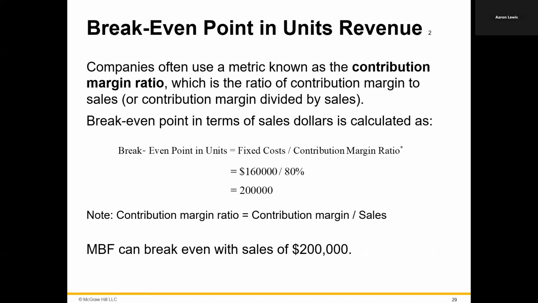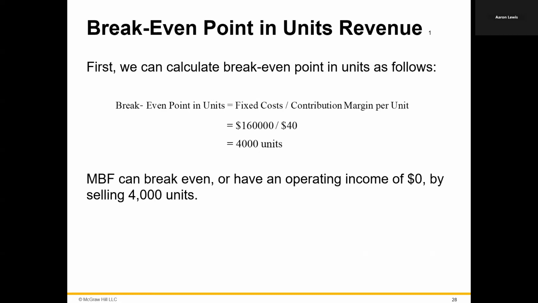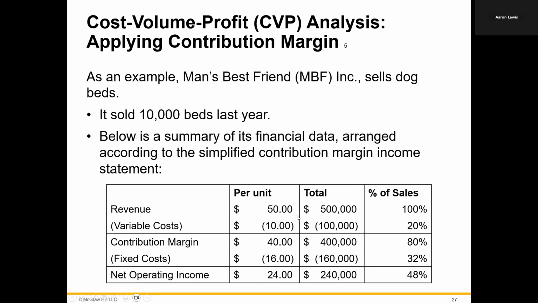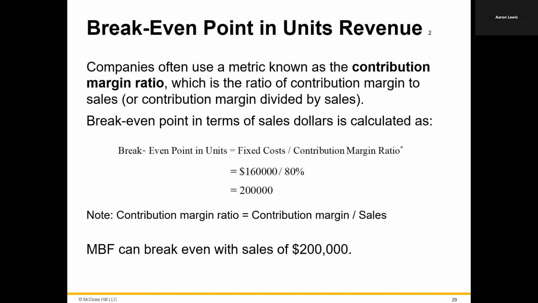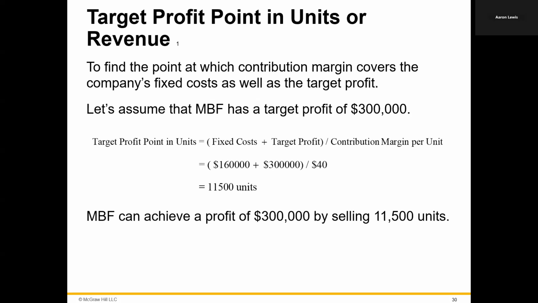One thing you can always do to check yourself when you're working both of these formulas is your break-even point in terms of sales dollars should always be equal to your break-even point in units times how much you sell each unit for. So our break-even point in units was 4,000 units. We sell each one of these dog beds for $50 a piece. So if we sell 4,000 units at $50 a piece, that gives us $200,000 in sales revenue. All of our numbers jibe right here. That is what we need to do to get to break-even levels of profitability.